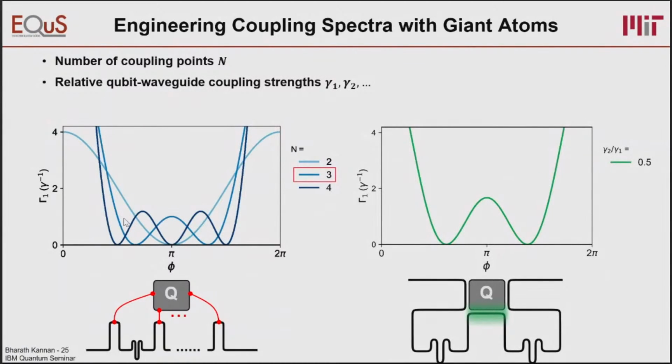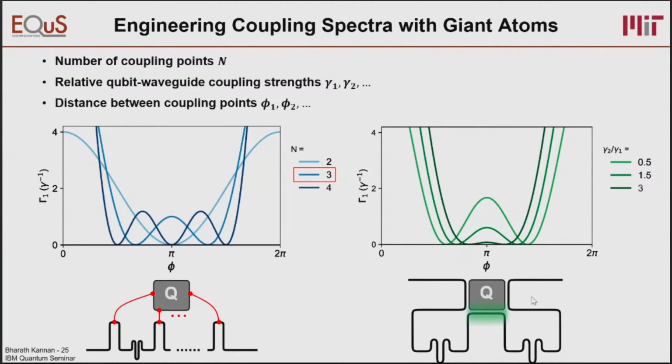We can also vary the relative coupling strength between these coupling points. Previously we had all of these be symmetric, all the same gamma, but now we can think about changing the relative coupling strengths. This is again showing the relaxation rate for different relative coupling strengths for an n equals 3 giant atom. And once again, you can see how we're able to change the shape of the spectrum by changing this ratio.